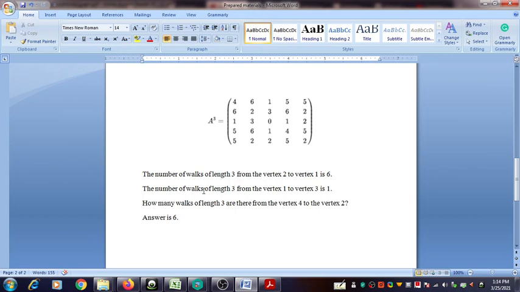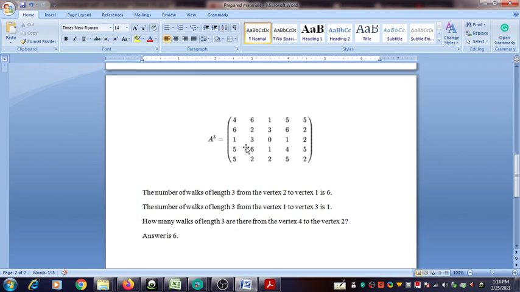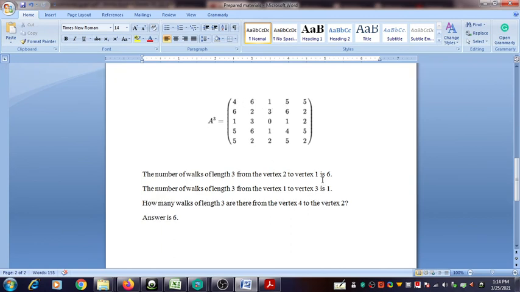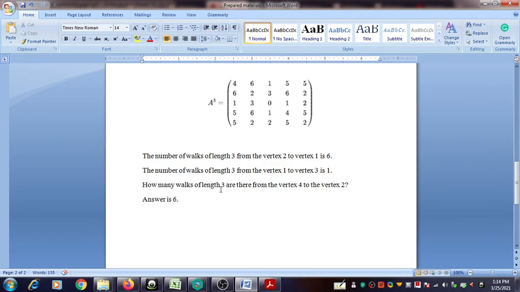Here, for the number of walks of length 3 from the vertex 1 to the vertex 3, you consider the third column. Since the entry is equal to 1, the total number of walks of length 3 is 1. Now the question: how many walks of length 3 are there from the vertex 4 to the vertex 2? You take the fourth row and the second column, and the number is 6.